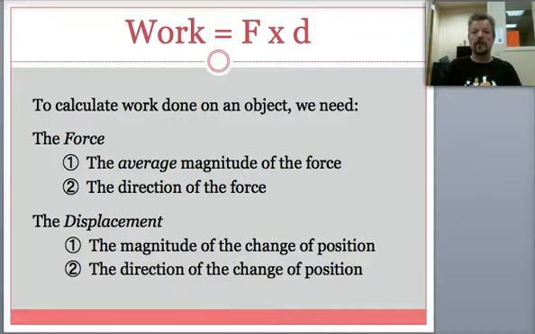Work is equal to force times distance. To calculate work done on an object, we need the force, the average magnitude of the force and the direction of the force, and the displacement, the magnitude of the change of position, and the direction of the change of position.